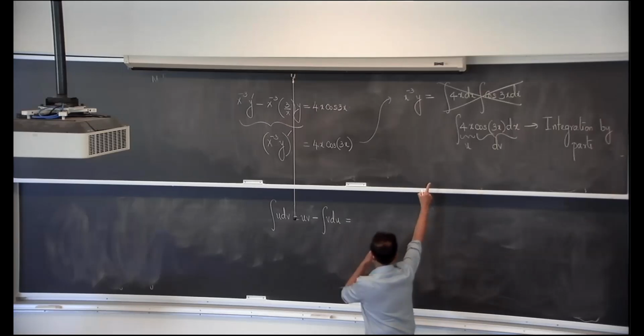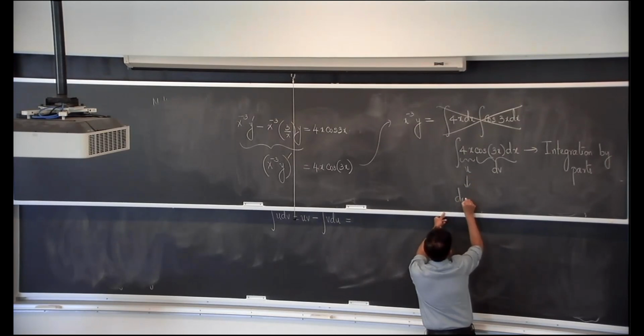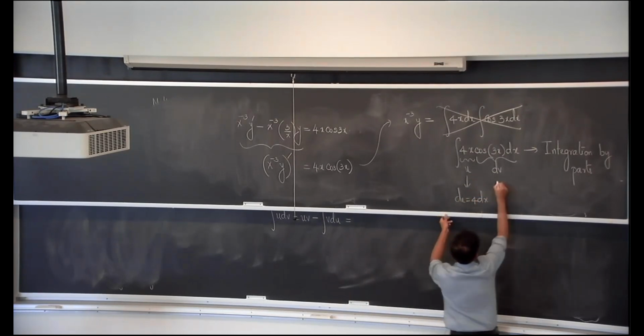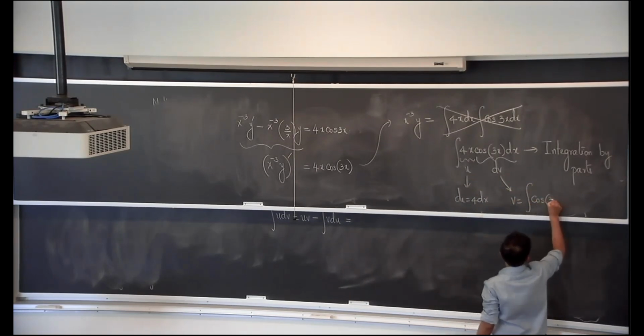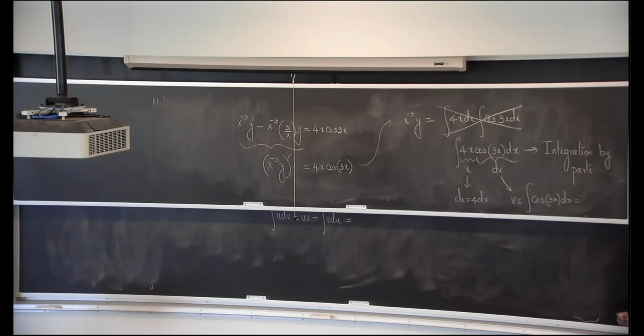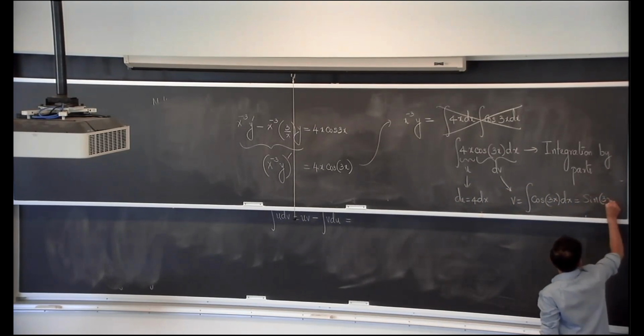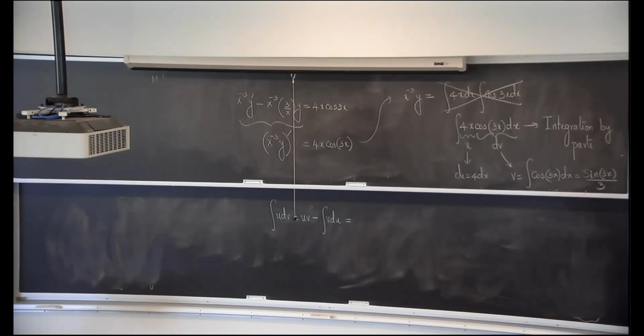In this case, u is 4x, so du is 4 dx, and v is the integral of cosine 3x dx, which I hope all of you remember how to do. This is sine of 3x divided by 3. So if you are taking the derivative, you multiply by the 3, and in the integral you divide, right?